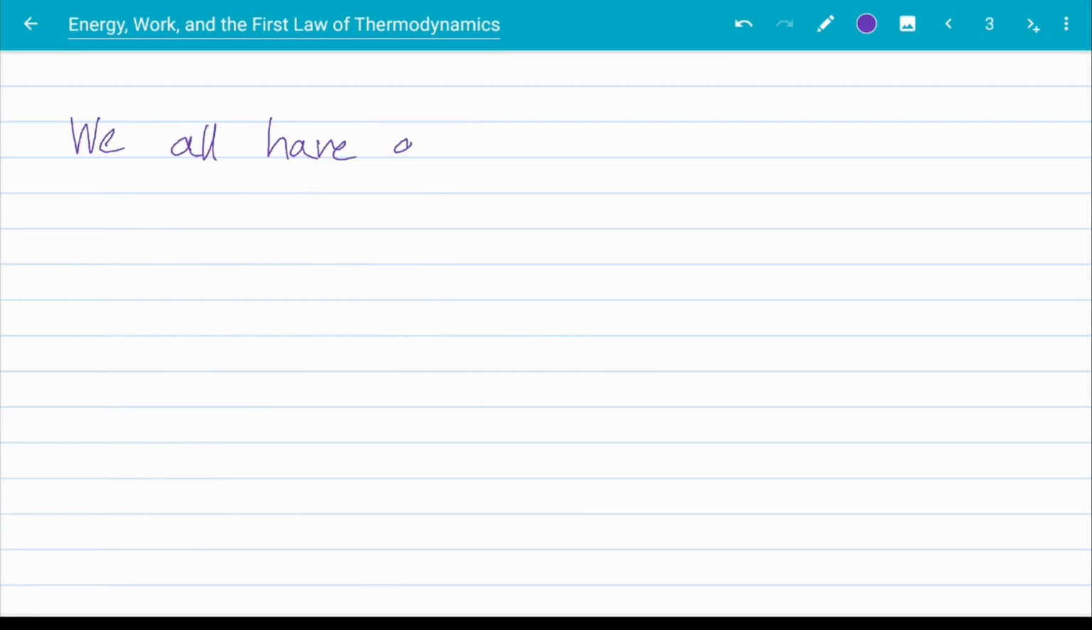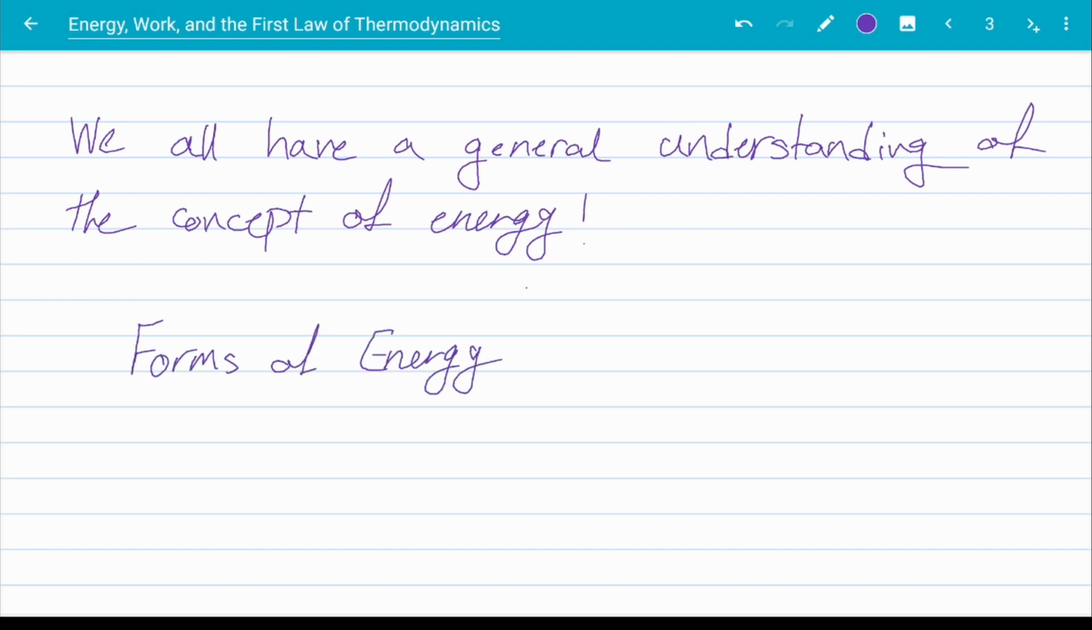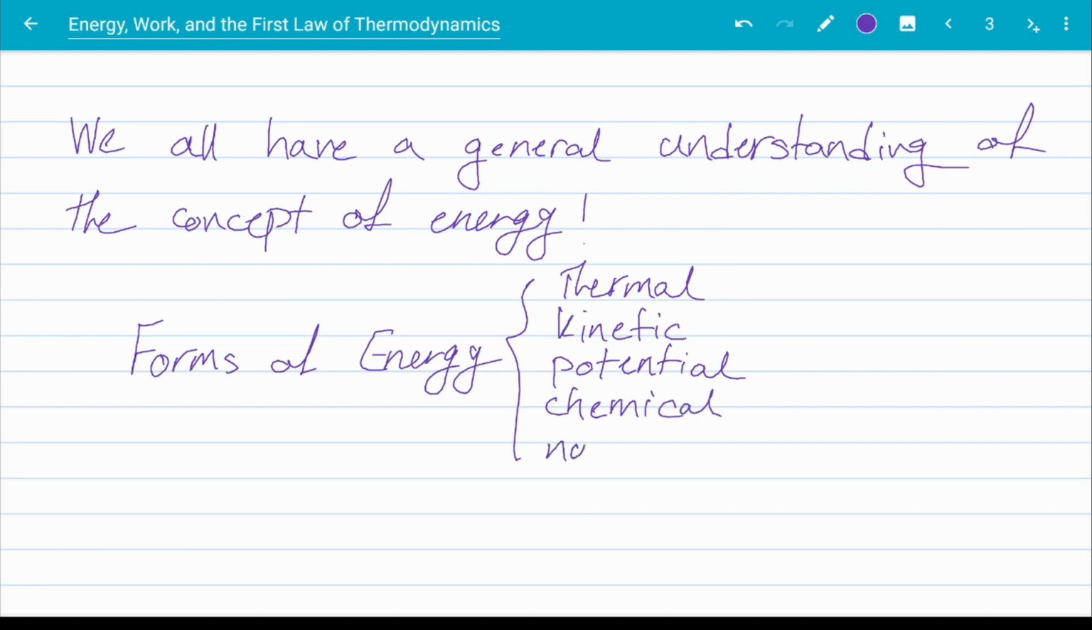Every one of us has a general understanding of the concept of energy from either our experience in life or basic courses like physics and such. Here, we try to classify energy so we can more easily analyze it. There are different forms of energy. Thermal, kinetic, potential, chemical, and nuclear are just a few examples of energy form varieties.